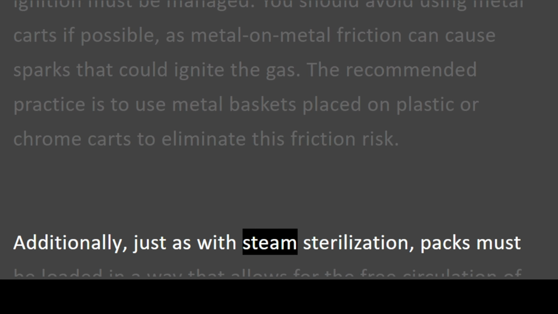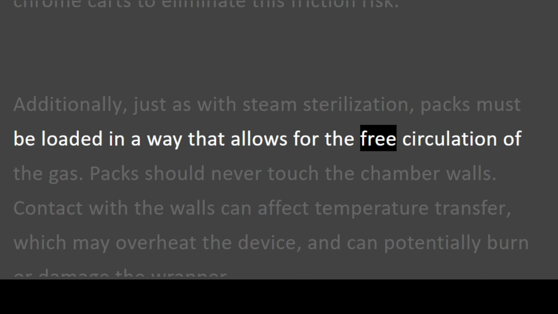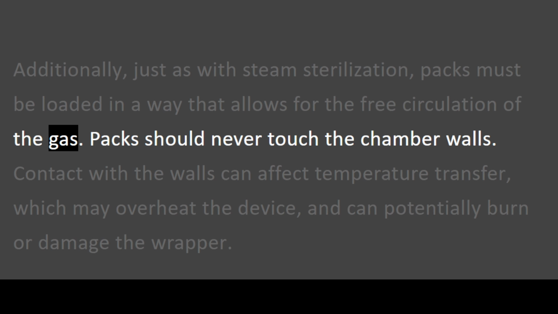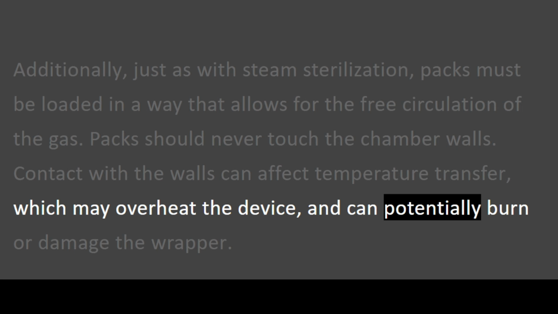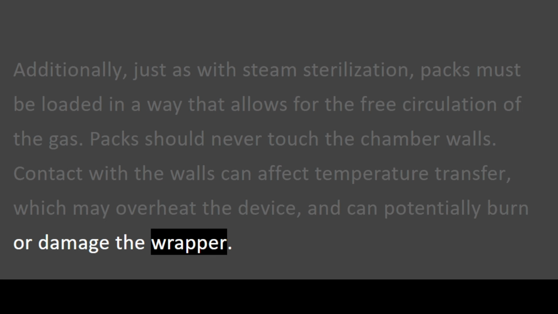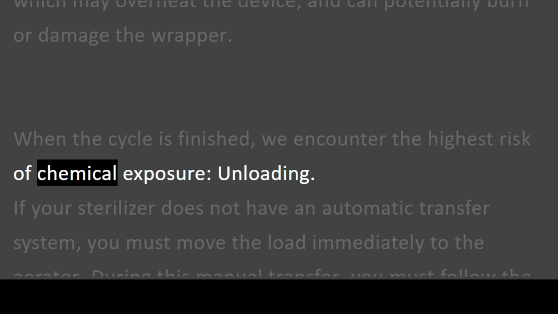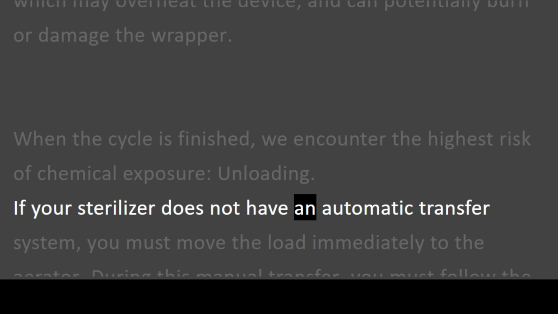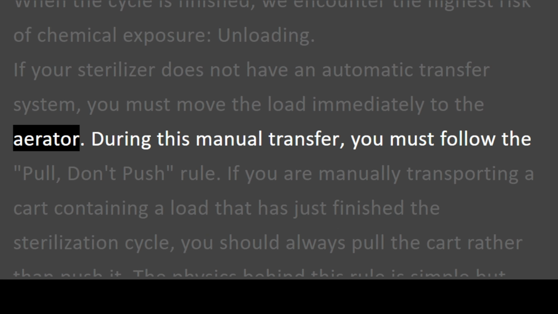Additionally, just as with steam sterilization, packs must be loaded in a way that allows for the free circulation of the gas. Packs should never touch the chamber walls. Contact with the walls can affect temperature transfer, which may overheat the device, and can potentially burn or damage the wrapper. When the cycle is finished, we encounter the highest risk of chemical exposure, unloading. If your sterilizer does not have an automatic transfer system, you must move the load immediately to the aerator.